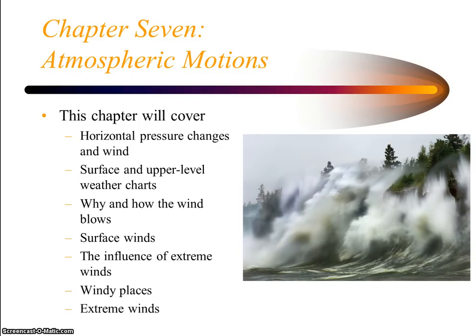Eventually, we'll be covering all kinds of things, including global circulation, high pressure and low pressure systems, and so on and so forth. This chapter is going to cover horizontal pressure changes in wind, surface and upper level weather charts and how the wind is depicted on them, why the wind blows and how the wind blows, winds down here on the surface where we live, the influence of extreme winds, and some of the windiest places in the world.